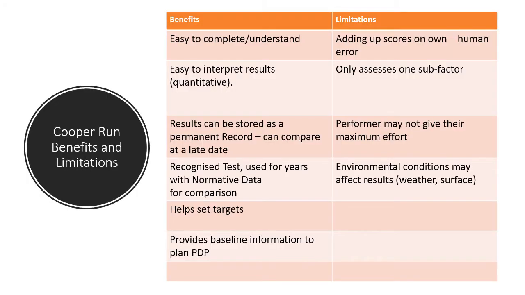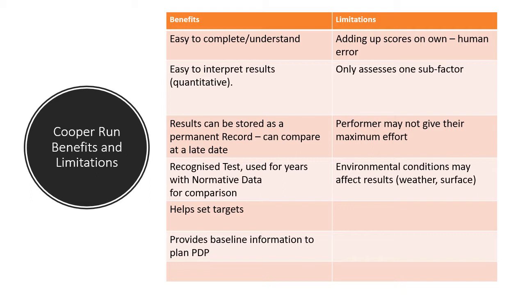We're now going to look at the benefits and limitations of the 12-minute Cooper run. So it would be a good idea for you to either take a photo or take a note down of this table here. So benefits of this are, it's easy to complete and understand, easy to interpret results, you're just going to get a score from it. The results can be stored as a permanent record, meaning you can compare it at a later date when you retest. So this is a recognised test, it's been used for years and it has normative data for comparison.